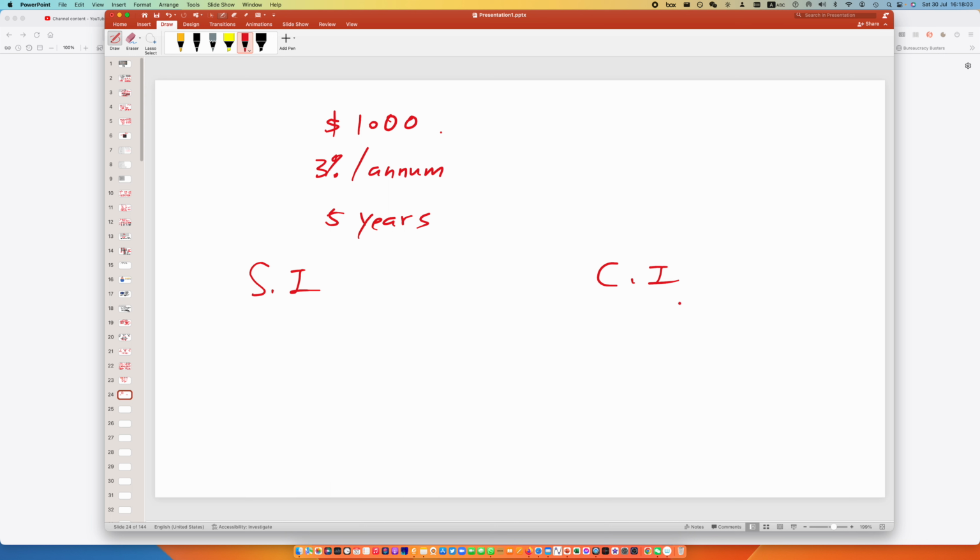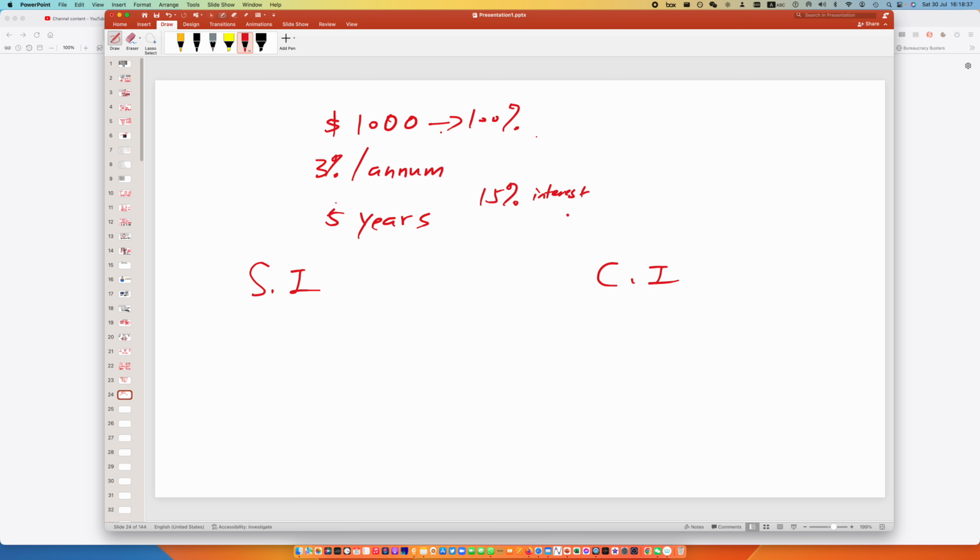So how do you calculate these two differently? Most of the time, what we are interested in is the final amount, that means how much you get at the end of the 5th year. For simple interest, it's very simple. You take this as 100%, and every year you get 3%. 5 years, how many percent? 15%. So this 15% is the interest.